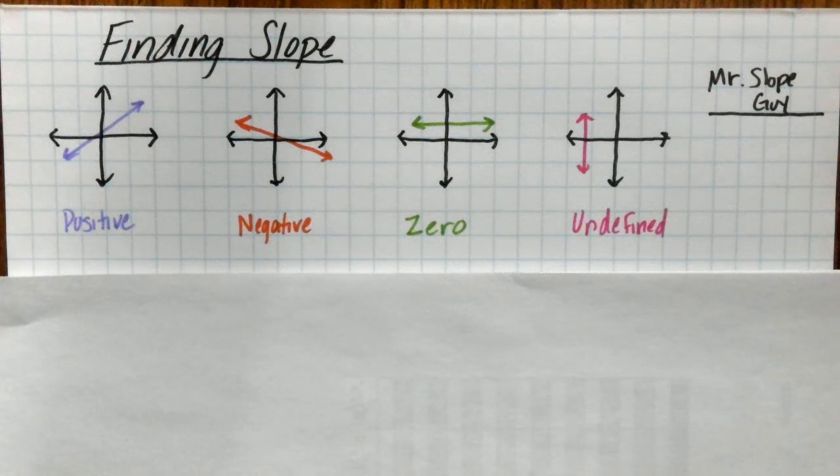All right, ladies and gentlemen, we are going to review finding the slope of a line. This is going to be part of our algebra review because we will be needing to use some of this during our Unit 2 assignments and activities. First thing we need to remember is how to identify which kind of slope it is.